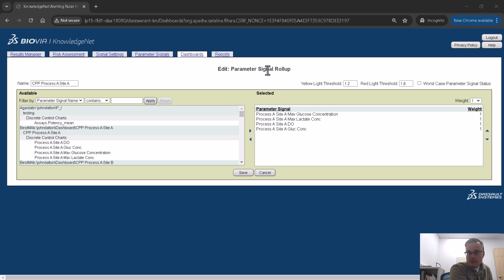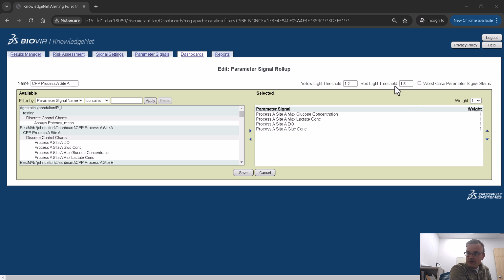So here I'm looking at a parameter signal rollup, particularly this one called CPP for process A at site A. And I have two threshold values, 1.2 for the yellow light threshold and 1.8 for the red light threshold. This rollup, CPP process A, site A, has four parameter signals: glucose concentration, lactose concentration, dissolved oxygen, and the glucose concentration that are being used in the calculation. Each one of those has a weight of 1.